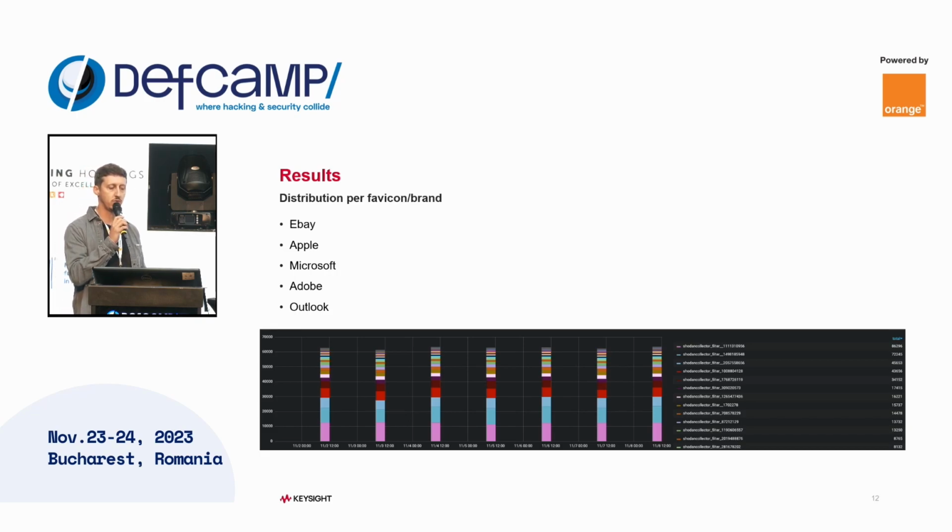We also looked into some of this distribution per favicon or brands to see which are the most interesting or popular brands that have the most assets on Shodan, and not surprisingly, there's eBay, Apple, Microsoft, Adobe, and Outlook in the top 5, which is going to correlate sooner or later with the number of phishing pages as well.